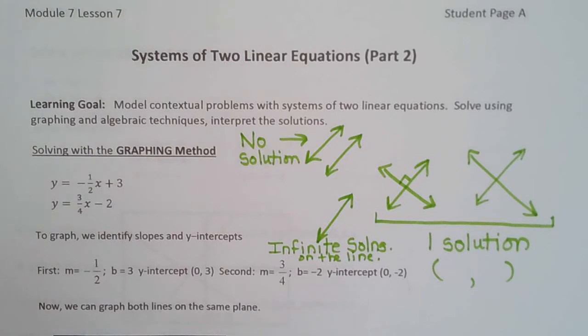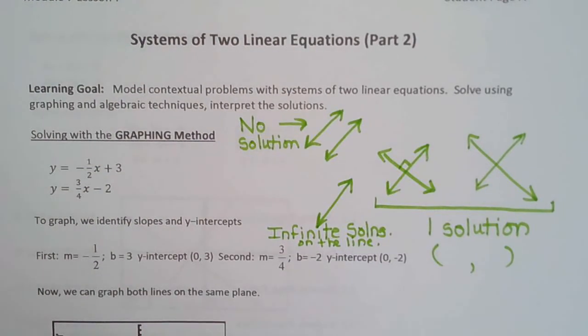Okay, so learning goal. Model contextual problems with systems of 2 linear equations. That means we're going to move on to working word problems that have 2 linear equations. Solve using graphing and algebra techniques, which will be substitution and addition method, and then be able to write a full sentence about what that point of intersection means.